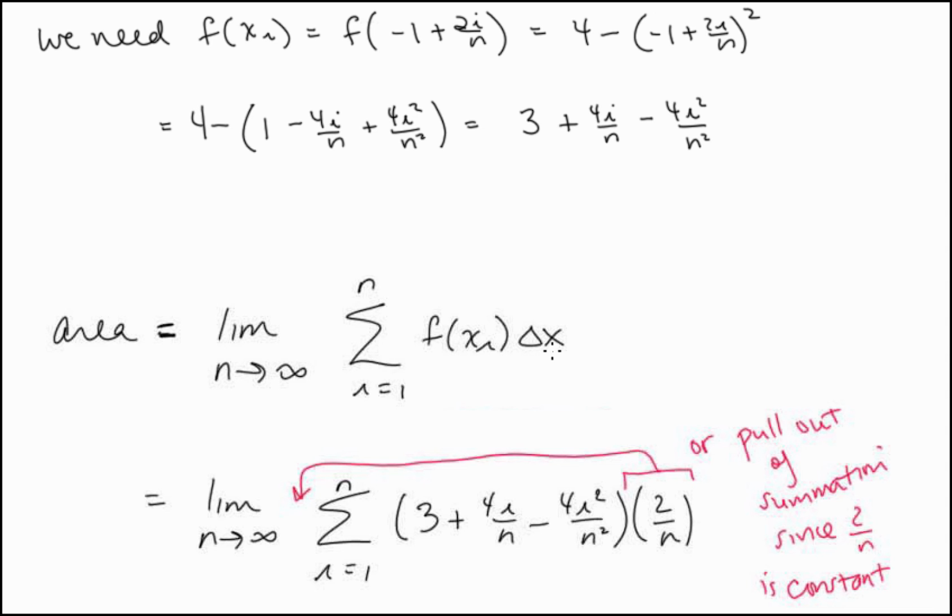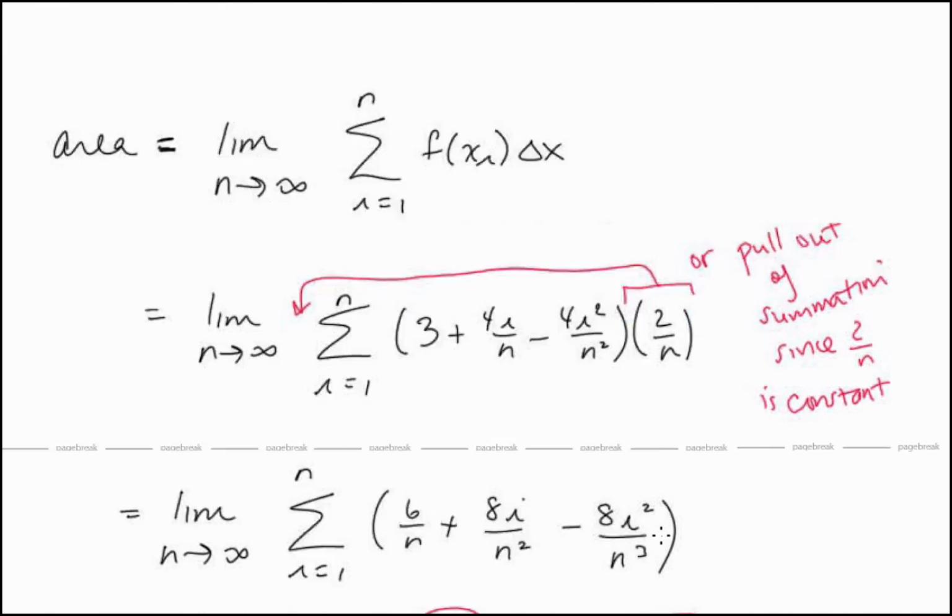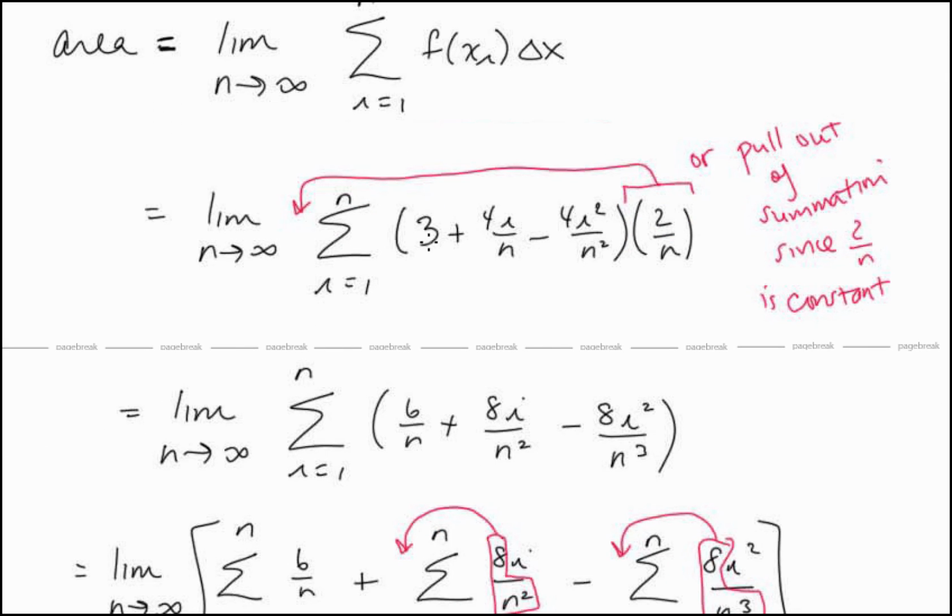And we know that delta x is 2 over n. So that goes here. Now at this point we realize that 2 over n is just a constant in this summation, and it could be pulled outside. But if you don't realize that, that's perfectly okay. You're going to multiply through, like I did here. You're going to have 6 over n plus 8i over n squared minus 8i squared over n to the third inside your summation.